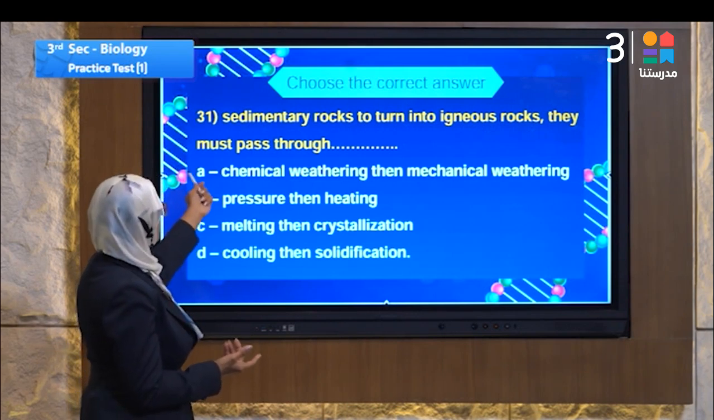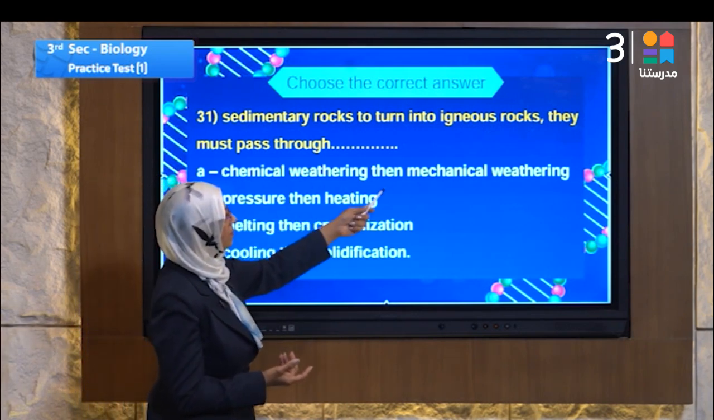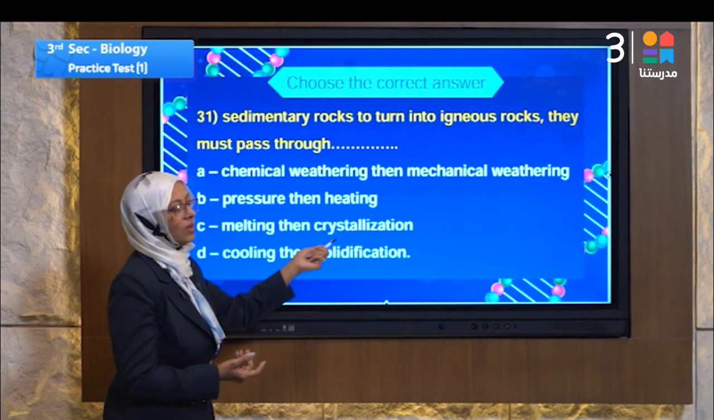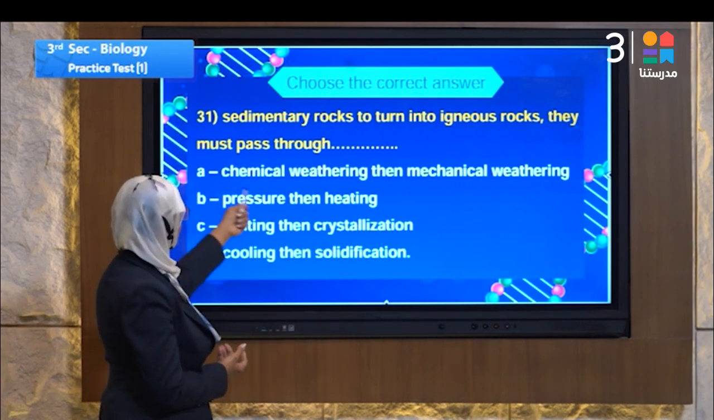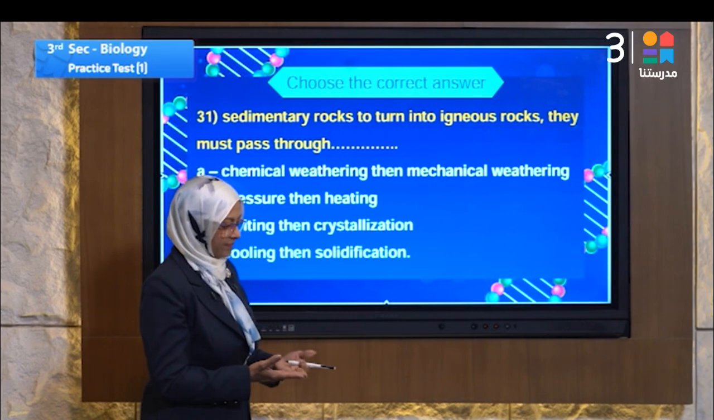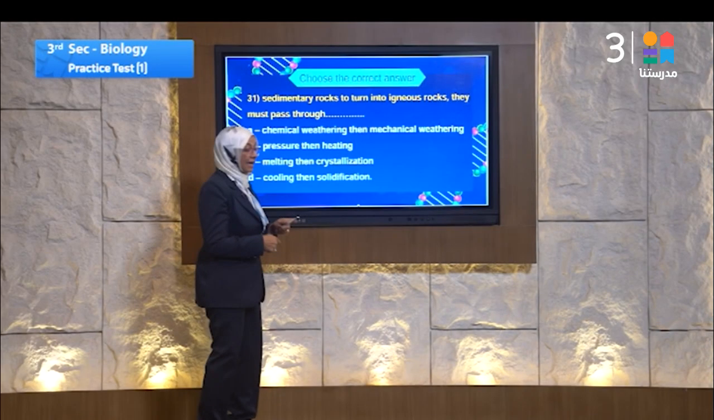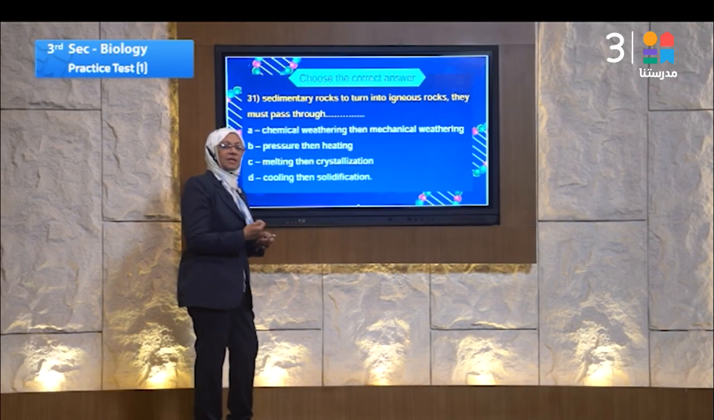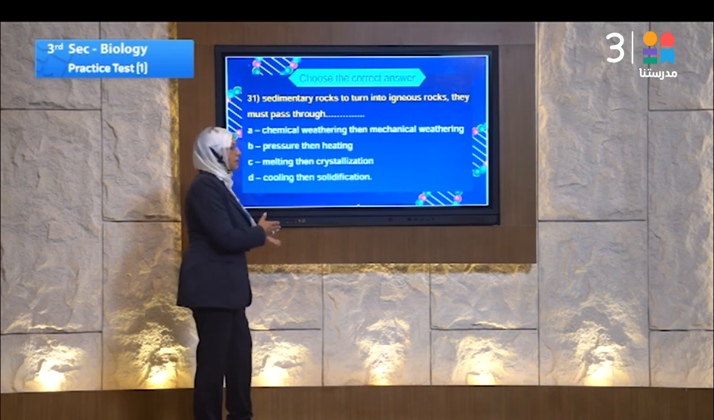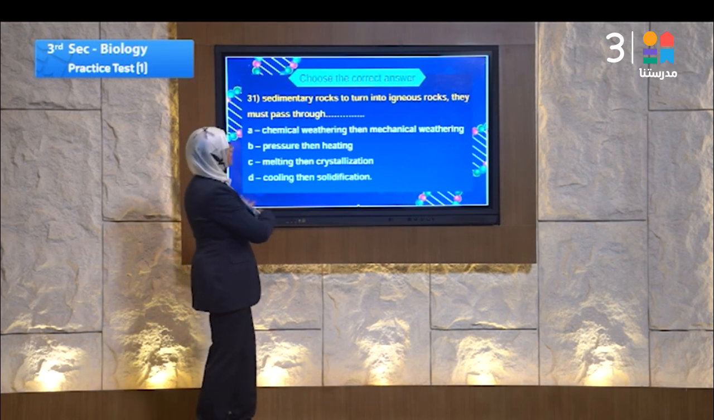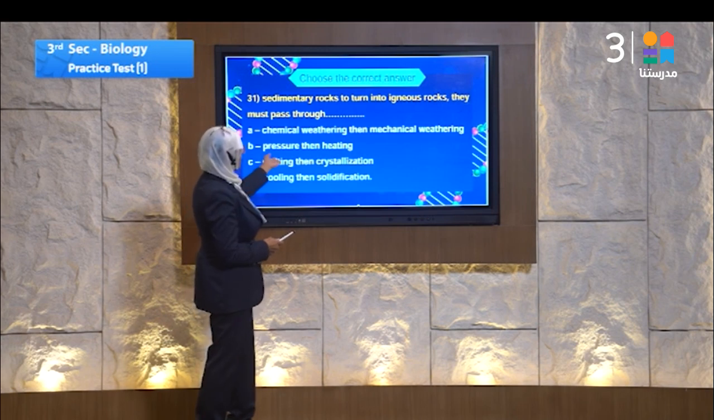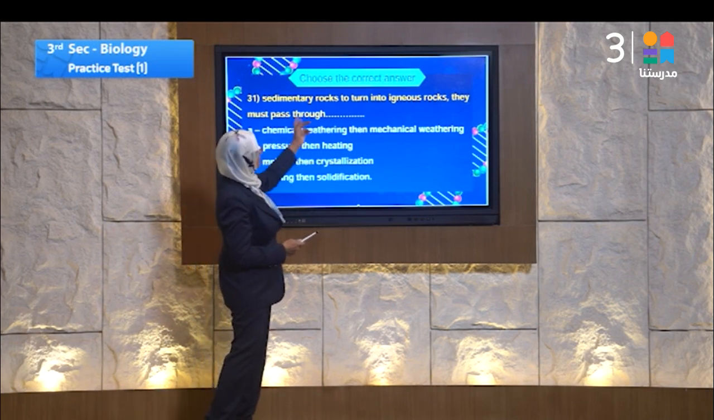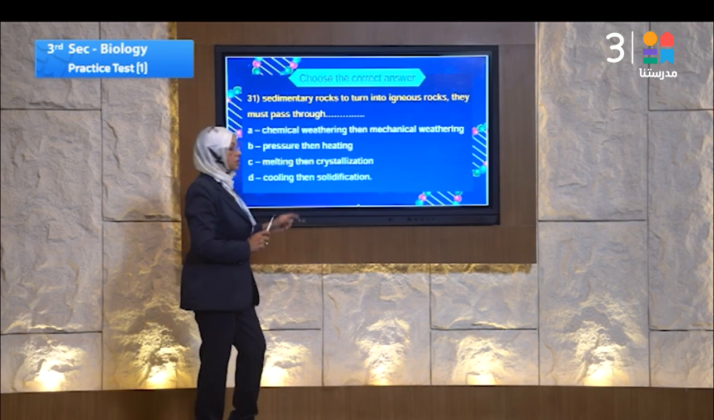Number A, chemical weathering, then mechanical weathering. No, we cannot change it by chemical weathering or mechanical weathering. The chemical weathering is by adding some substances which make a chemical reaction to convert the sedimentary rocks to igneous rocks. No. Number B, pressure and heating, it will make metamorphic rocks, not igneous rocks.